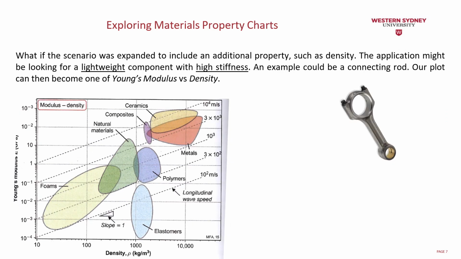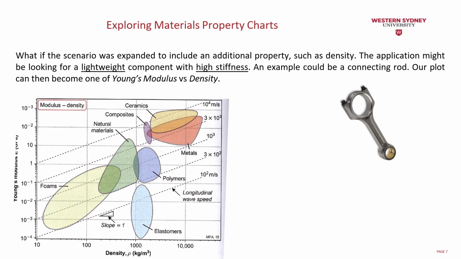So in the previous example, we just had the Young modulus. Now, what if the scenario was expanded to include an additional property such as the density? The application might be looking for a lightweight component with a high stiffness. An example for that could be the connecting rod in an internal combustion engine, and our plot then can simply become one of the Young modulus against the density. So we added the density on the x-axis now.